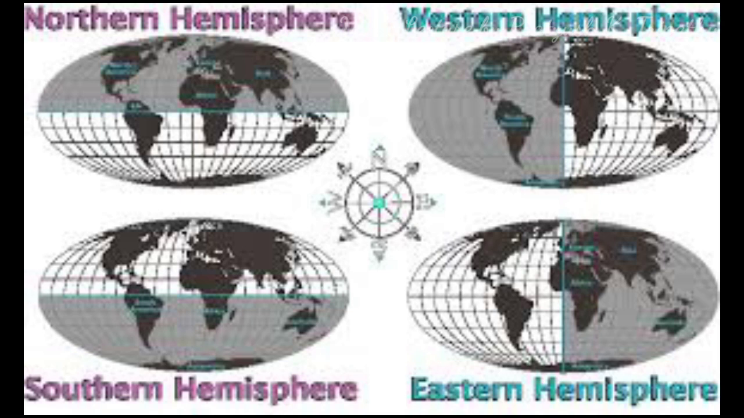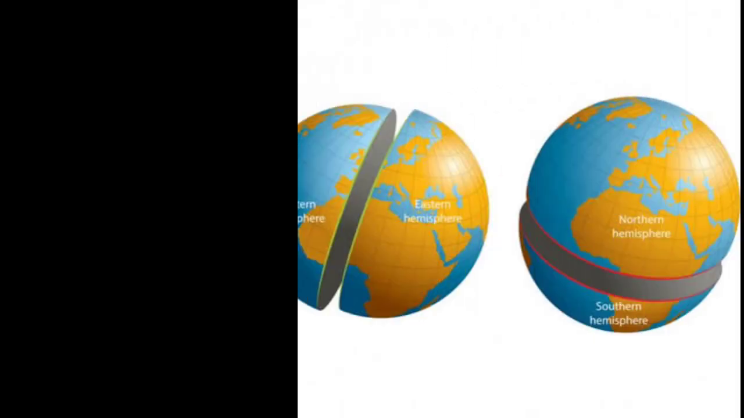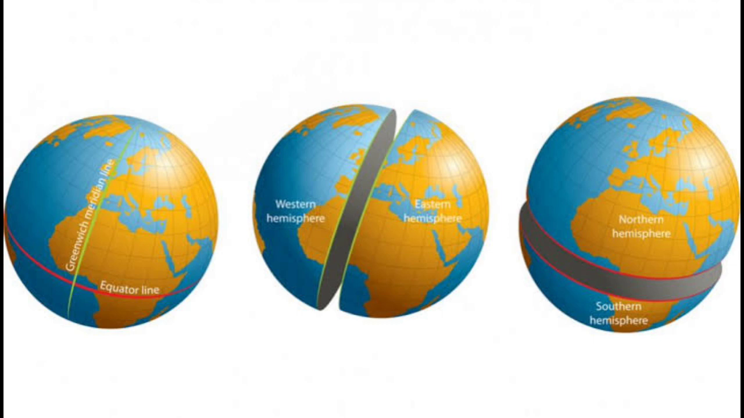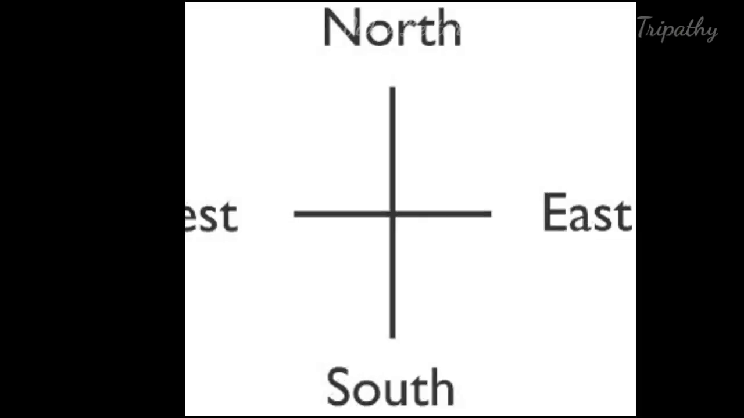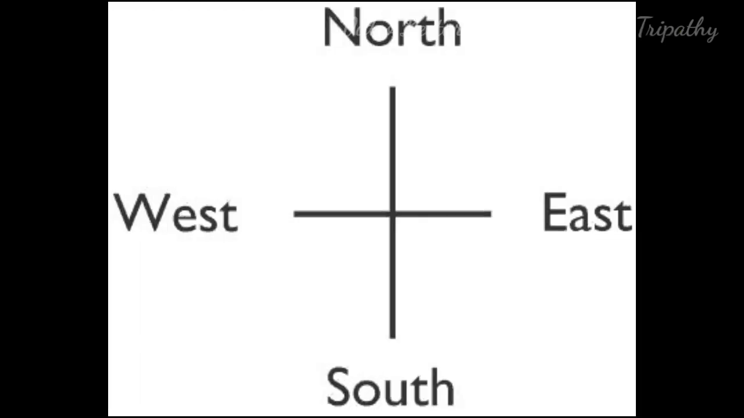So, let's now talk about the eastern hemisphere and the western hemisphere. The regions east and west of the prime meridian longitude are called the eastern hemisphere and the western hemisphere respectively. There are four main directions: north, south, west and east. These are also known as the cardinal points, and these are indicated on every map and help us to locate the places on the globe.